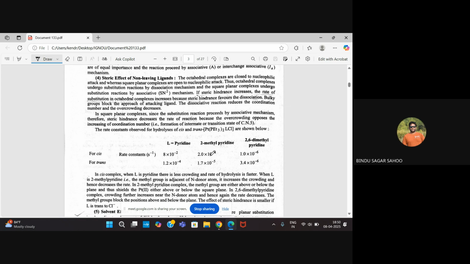You can check here. That means it is following the associative path. This value will be larger, this value will be smaller, this will be much smaller. That means with increase in steric hindrance, the SN2 rate decreases. If the reaction follows the SN1 mechanism, then with increase in steric hindrance, the rate increases. Here it is following the SN2 mechanism, that's why the rate decreases. So in the case of pyridine, the rate value is highest. In the case of 2-methylpyridine, the rate is a little lower. And in the case of 2,6-dimethylpyridine, it is the lowest.